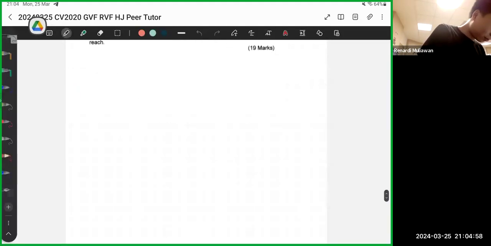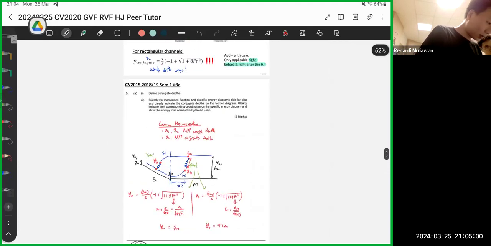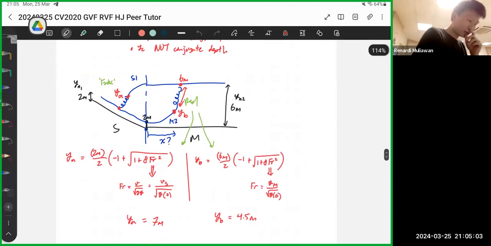Give me a second, let me go back to the page. If you get two values here, how do you know which fits? Okay, I'll recap. There are two options. You can either use this as a conjugate depth and you get this, or use this as a conjugate depth and you get this. The values we know are only 2 meters and 6 meters. We don't know these two, so we get them from these two calculations. From 2 you get this, from 6 you get this.